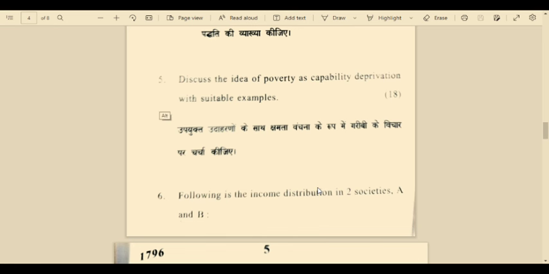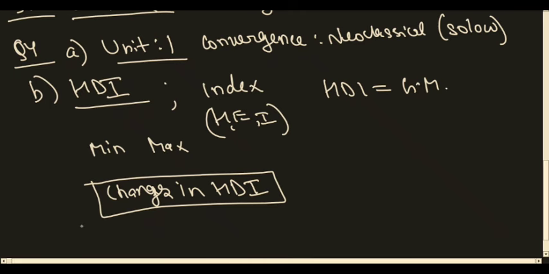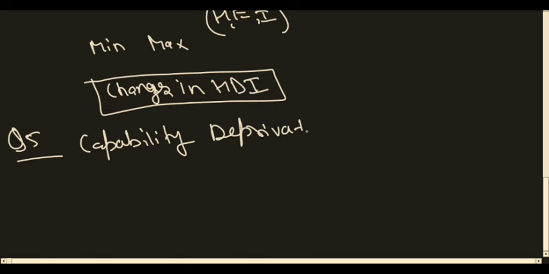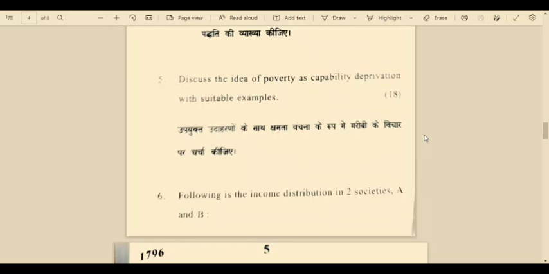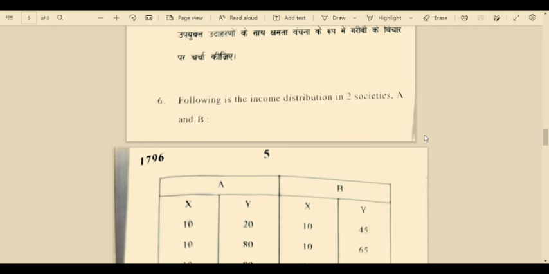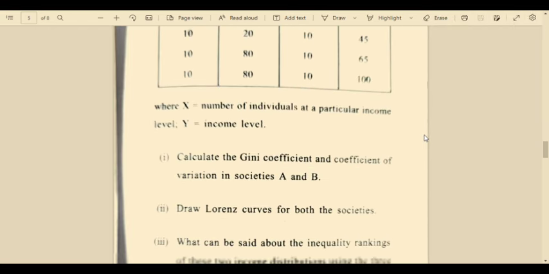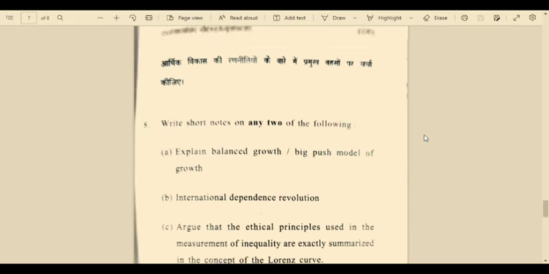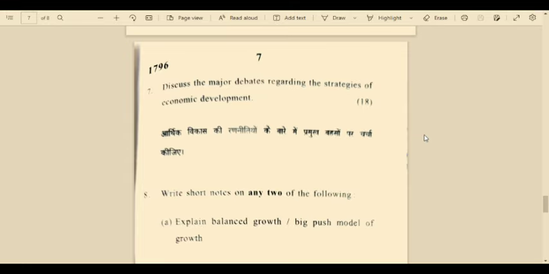Now question 5. This is the capability deprivation. So unit 4, it is scoring, capability deprivation. All right. Now we have question 6, the numerical, which we'll be solving here now. Let's see first if there is any other topic.